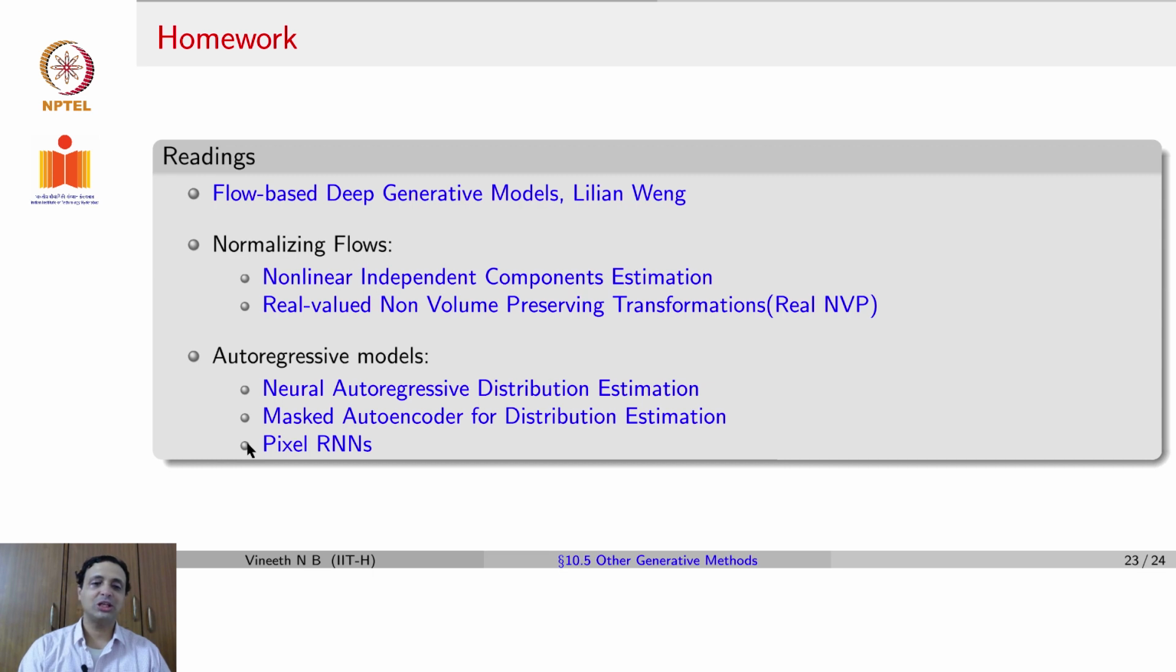So your homework for this lecture is a very nice blog on flow-based deep generative models by Lilian Weng. Please do read through it. And if you're interested in knowing each of these methods, please do read the respective papers linked here. And there are also newer methods such as GLOW for normalizing flows, which are also covered in this blog if you'd like to know more.